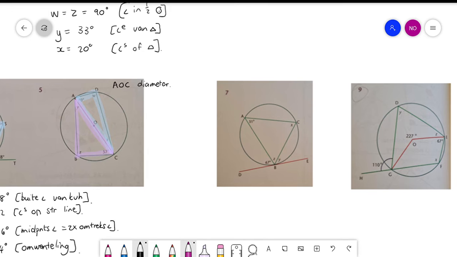Dan die volgende paar somme het te doen met raaklyne en weer met kwart vierhoeke. So hierdie hoek, this angle is the angle between that line and the tangent. So it means it will be equal to the angle in the opposite circle segment. So ek gaan kan sê x is gelyk aan 67 grade en dis die raaklyn koordstelling.